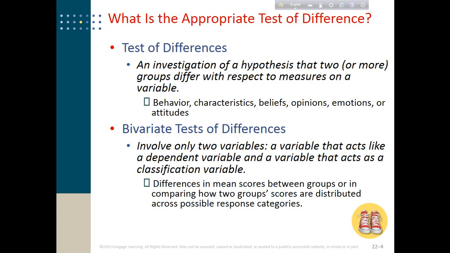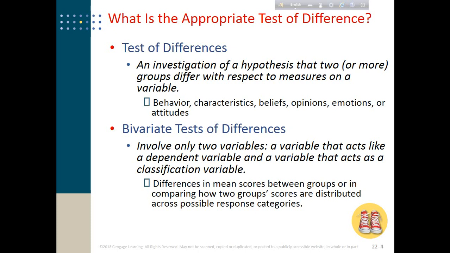Sometimes you might test if a particular variable is different across groups. For example, if you are testing a hypothesis that the average income level of males is different from the average income level of females, that is a test of difference, because here you are testing if a particular variable like income is different for two groups. These are examples of tests of difference.